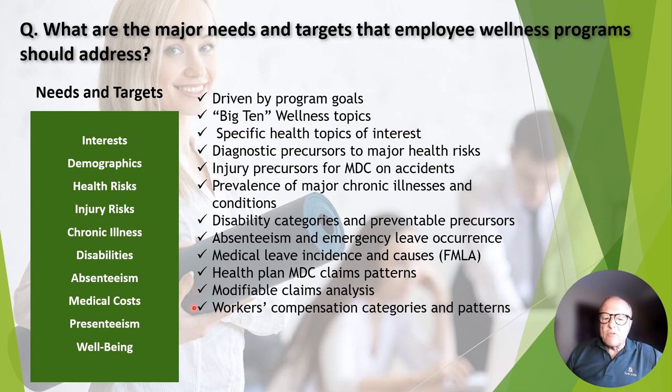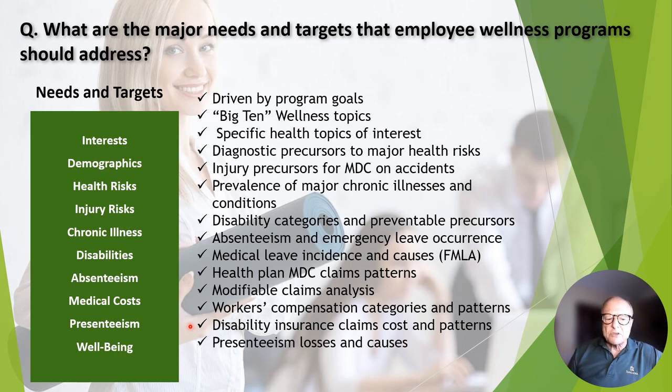We also can have workers' compensation categories of injury or incidents and patterns. So that's another area where we can identify specific metrics and then work on those metrics and observe changes over time. We can have disability insurance claims costs and patterns. Those are the short-term disability, long-term disability, and what pattern of claims and pattern of costs are involved.